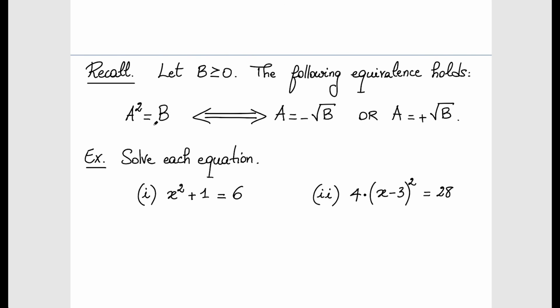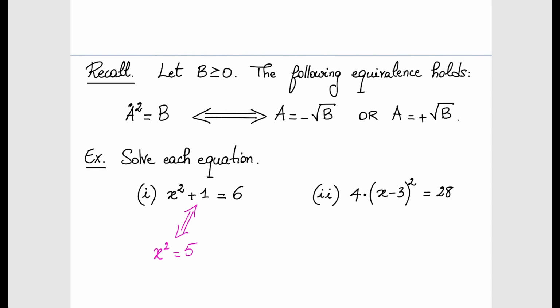In order to put myself in this context, what do I need? I need one of the sides, the left side, to be a perfect square and the right side to be non-negative, right? Okay, so that's equivalent to x squared equals 5. Am I correct? By just chipping one unit from both sides. So x squared plus 1 minus 1, you lose the 1, and 6 minus 1 is 5. You get this. Now you are in the context of a squared equals b.